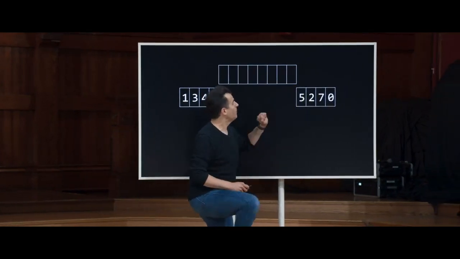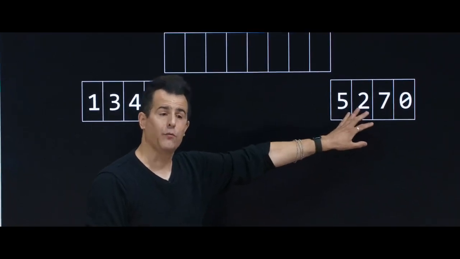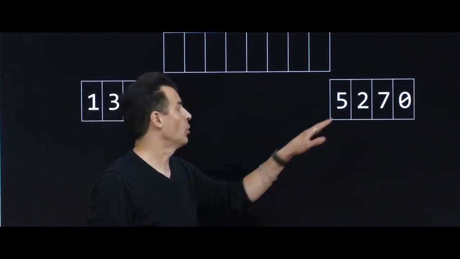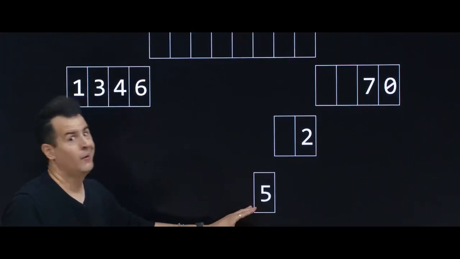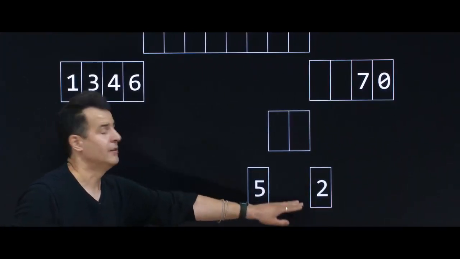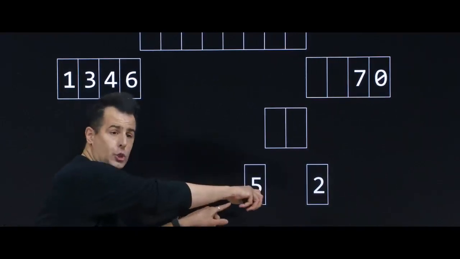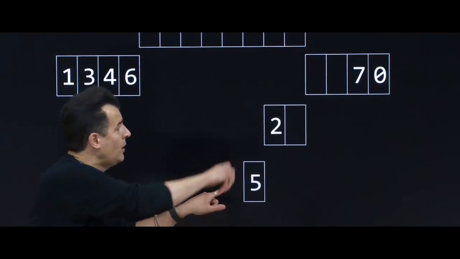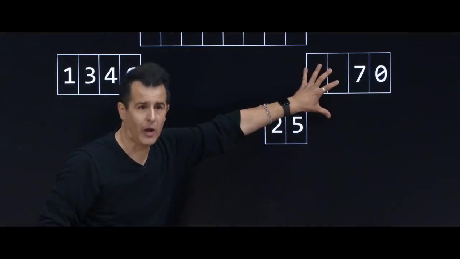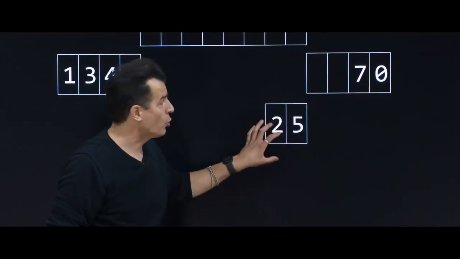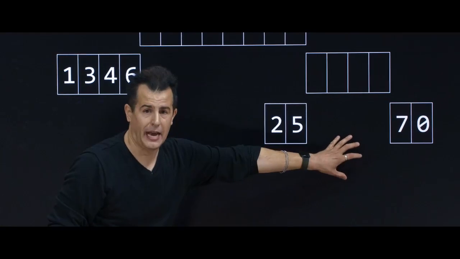So I'm borrowing some extra memory here. And now I've got an array of size 4. How do I sort an array of size 4? Sort the left half. All right, how do I sort an array of size 2? Sort the left half. Done. Sort the right half. Done. Now what? Merge the two together. And of course, it's 2 and 5. Now what do I do? I've sorted the left half of the right half. So now I sort the right half of the right half.